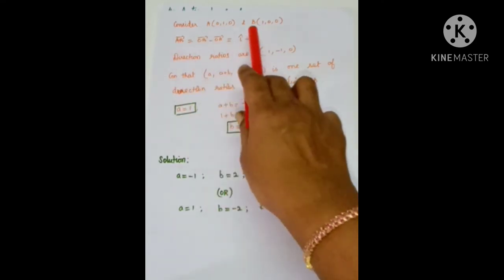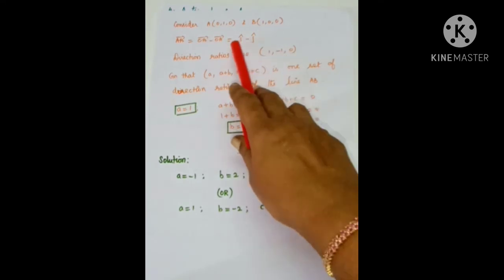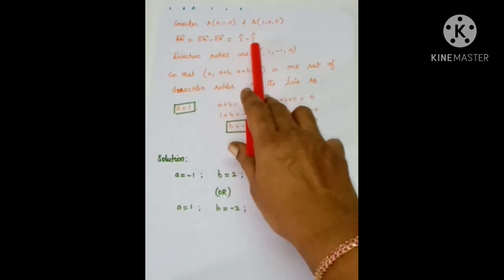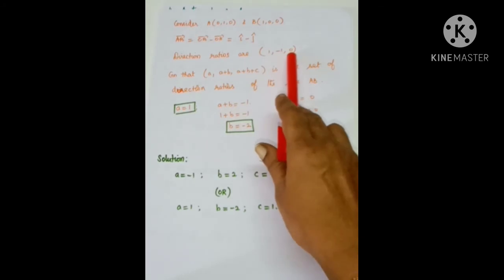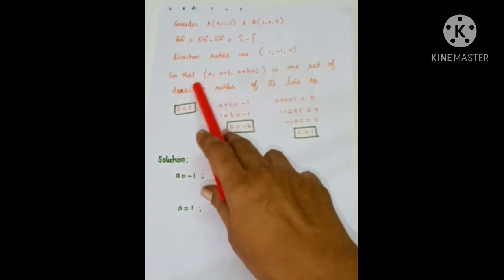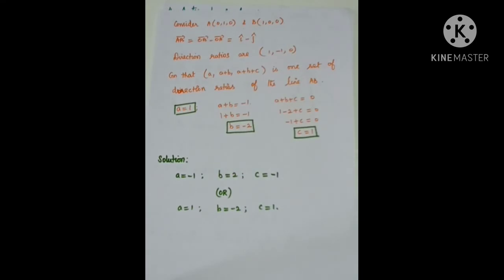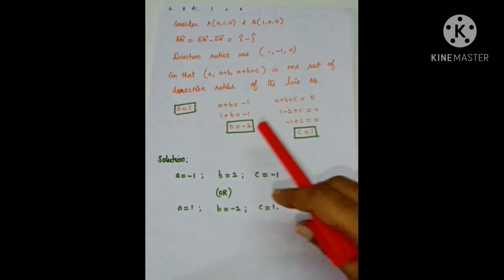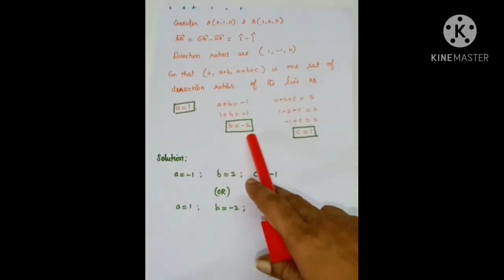So for this, the direction ratios are 1, minus 1, 0. The coefficient of i cap is 1, the coefficient of j cap is minus 1, and no k cap, so that is 0. Now you equate the given direction ratios. So a is equal to 1, and a plus b is equal to minus 1, which means if you substitute a as 1, b is equal to minus 2.